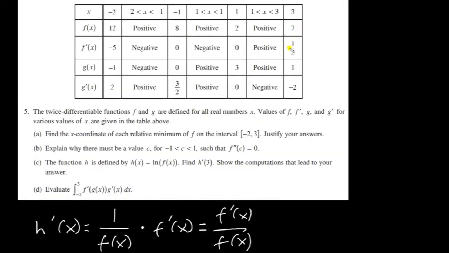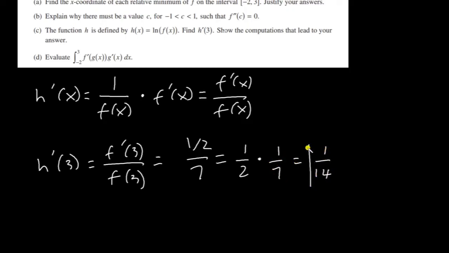f prime of 3 is 1/2 and f of 3 is 7. So this is equal to 1/2 over 7, which is 1/2 times 1 over 7, which is 1 over 14. Okay? This was a 3-point question. 2 points for successfully taking the derivative of h of x to get h prime of x, and 1 point for finding the correct value of h prime of 3.